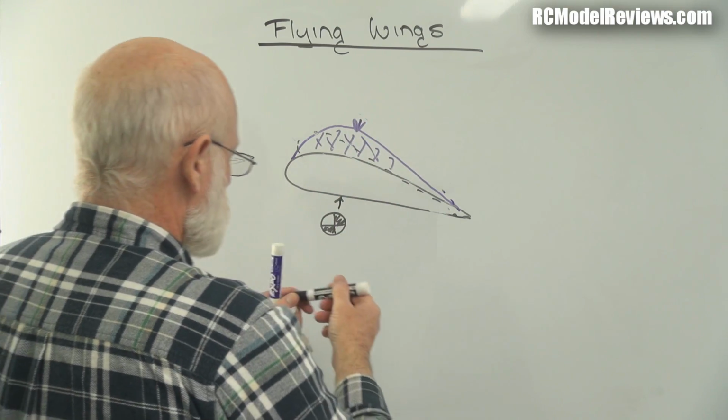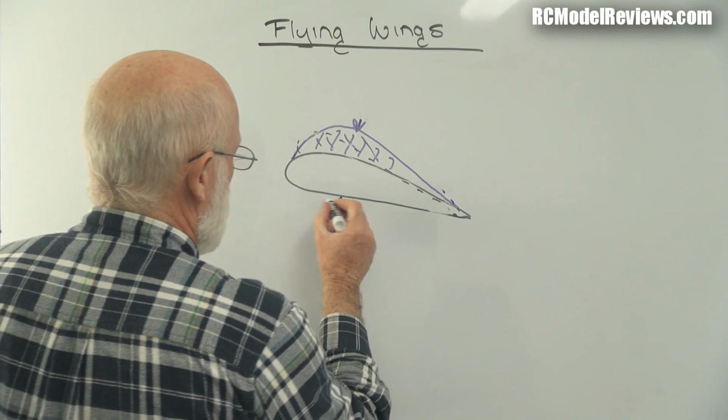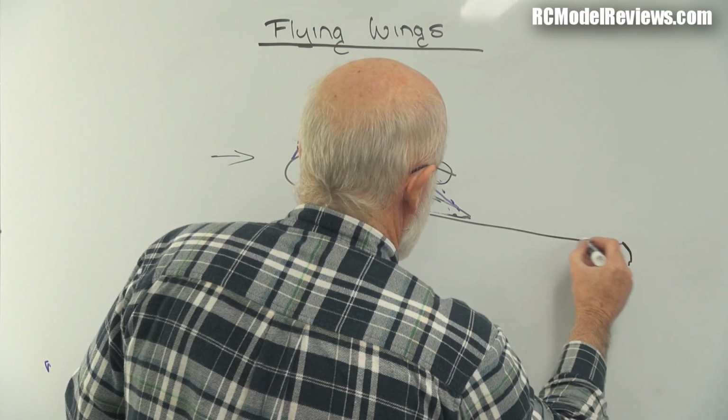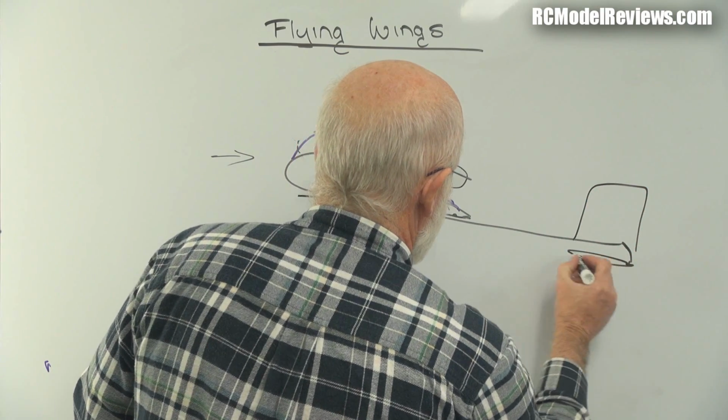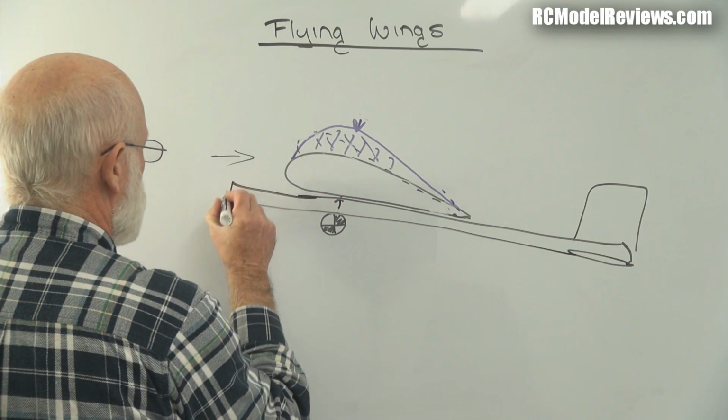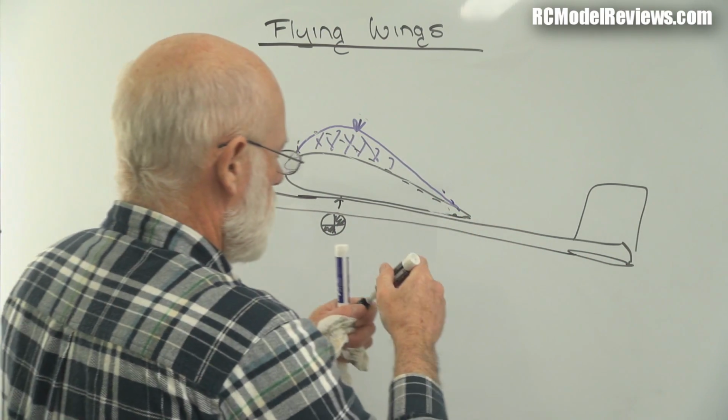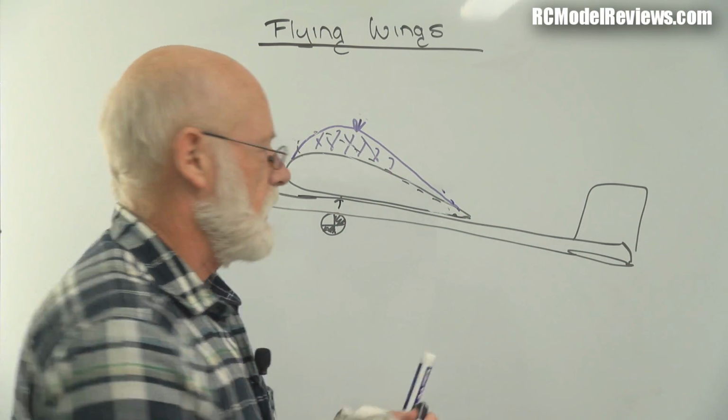They're lined up again. If we now add a tail to this aircraft, like so, and here's our tail, and up here we have our propeller. So here we've got an aircraft. And what happens here is very, very interesting.